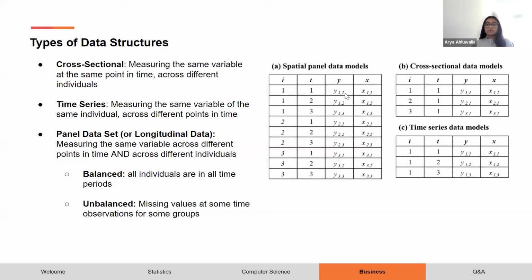Assuming we have all of these measurements, this table will represent a balanced panel data set because we have all individuals in all time periods. If, for example, the 2-1 entry was missing, then this would mean that the data set is unbalanced, because now we're missing one of the data entries for individual number 2.